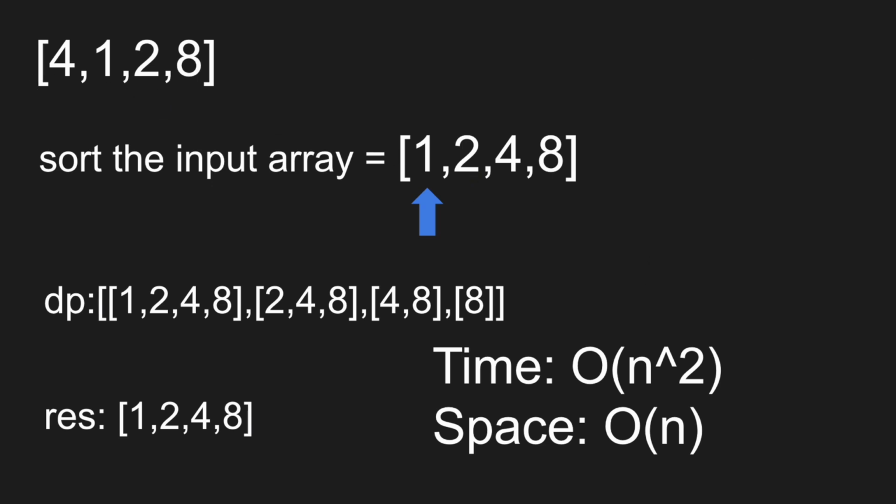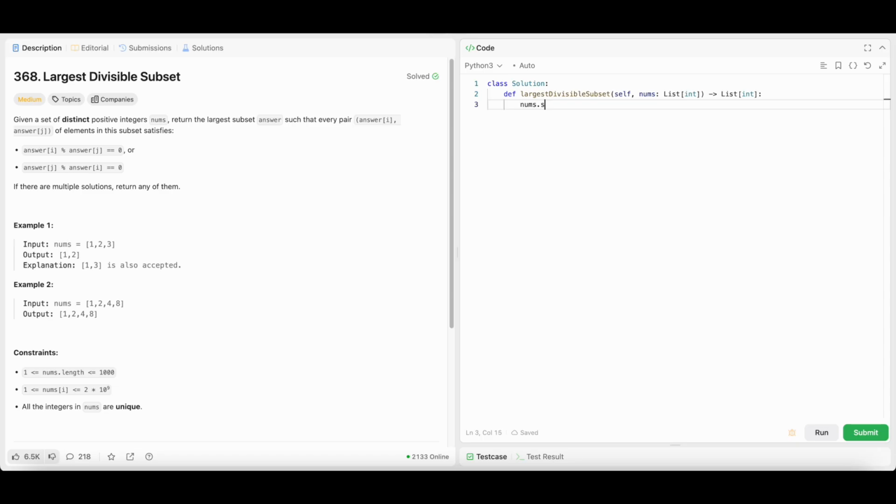So now let's get to the coding part. First we will sort nums, which is the input array. And then we will set DP to the array of the number at the element, so [num] for num in nums. And then we will initialize the resulting array to an empty array. And now we will loop backwards. So for i in range, length of nums minus 1, -1, -1.